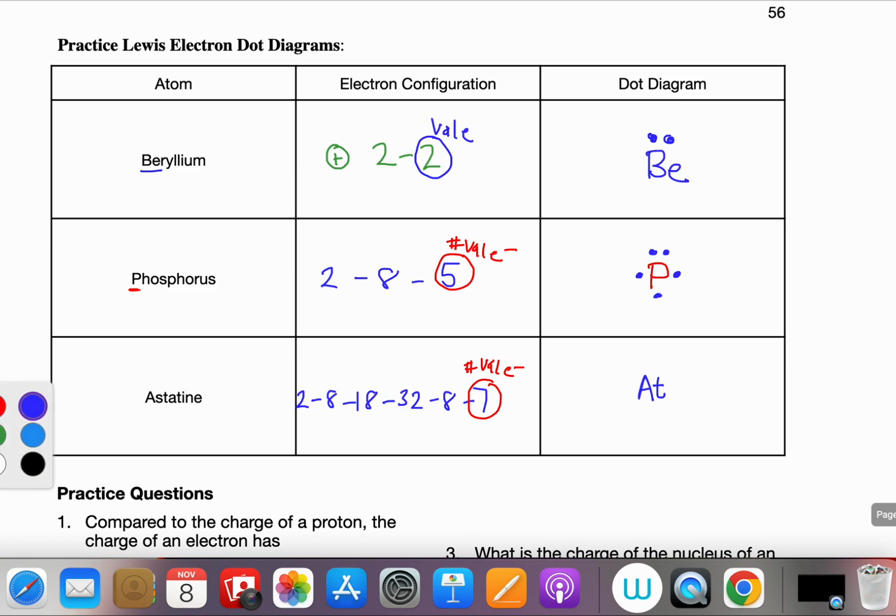So let's start working with our pattern of the dots. Out of the 7, electron 1, electron 2, electron 3, electron 4, electron 5. Now that I have at least one electron on each side, I go back and pair up. So back at 3 o'clock for electron 6, and then at the 6 o'clock position for valence electron 7. So this is what At's dot diagram looks like when it has 7 valence electrons.